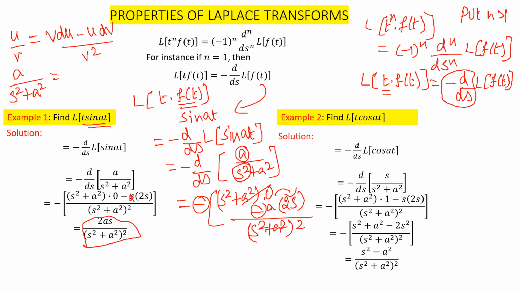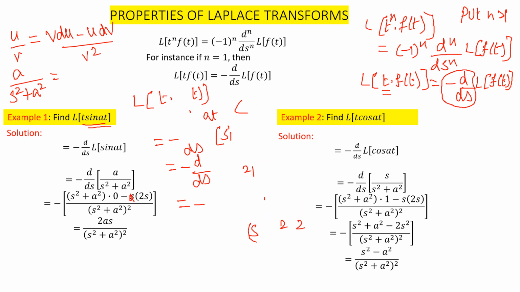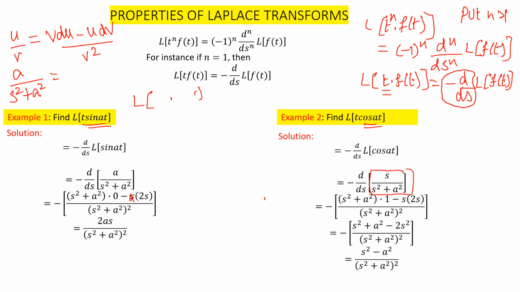Same way we can do question number 2. In question number 2, we are asked to calculate Laplace transform of t into cosine 2t. So here f of t is equal to cosine at. So L of cosine at will become s by s squared plus a squared. Once again apply the u by v method, and we will get the answer as s power 2 minus a power 2 divided by s squared plus a squared the whole square.